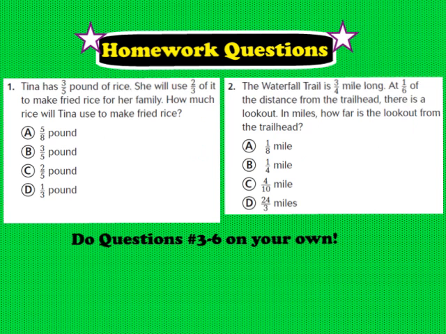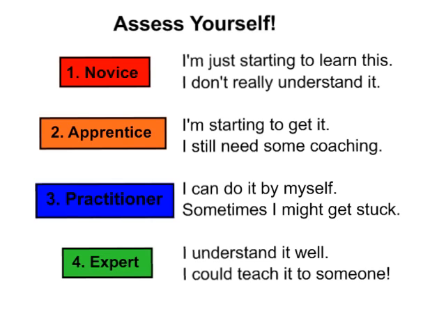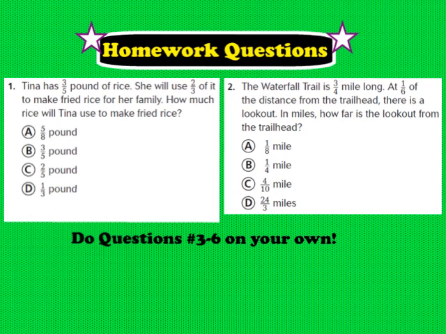Now your homework for tonight will be to complete question number 1 and question number 2, as well as numbers 3 through 6 found in your Go Math workbook on page 152. Don't forget, somewhere on your homework page, I want you to assess yourself. Do you feel like you're number 1 a novice, number 2 an apprentice, number 3 a practitioner, or number 4 an expert? Don't forget, your homework assignment is to complete question number 1, as well as number 2, along with numbers 3 through 6 found in your Go Math workbook on page 152.